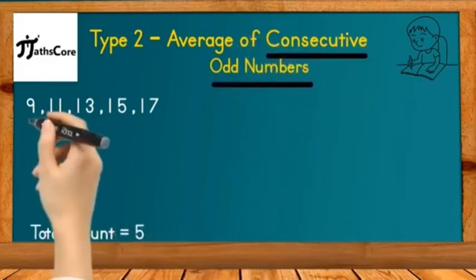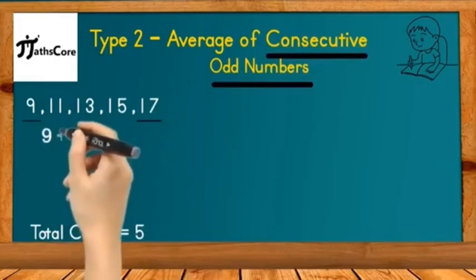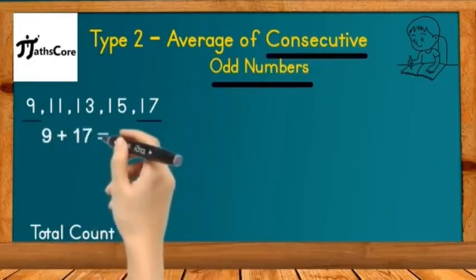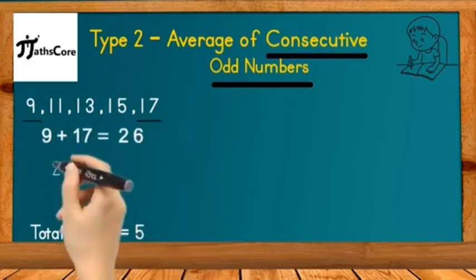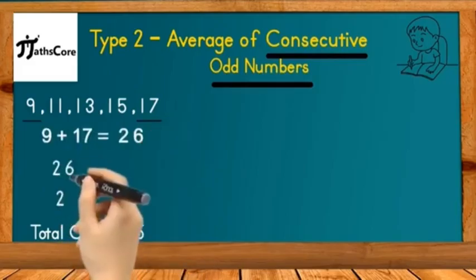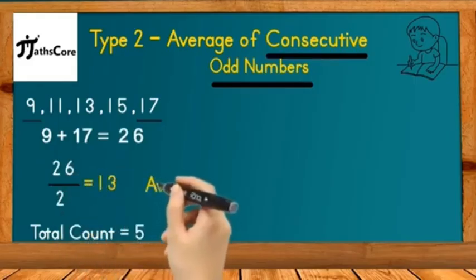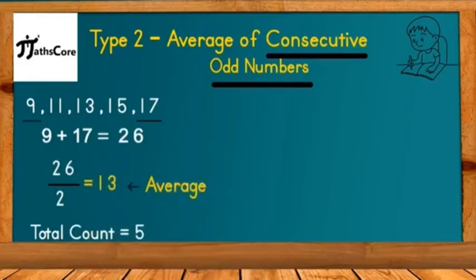Now, according to the Vedic math concept, we need to add the first and last number together. First number is 9 and last number is 17. 9 plus 17 is equal to 26, and divide this 26 by 2. 26 divided by 2 is equal to 13, and this is the average of all these consecutive odd numbers.